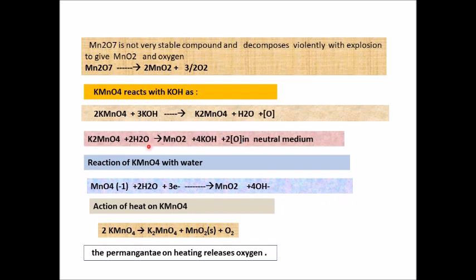released. What about the reaction of KMnO4 in water? It dissolves in water, we said, but it also forms MnO2 and gives out 4 OH ions. So, now we can see that MnO4 minus, that is KMnO4, needs 3 electrons to form MnO2 and liberate hydroxide ions. What about if KMnO4 is heated? On heating, KMnO4 releases oxygen and forms potassium manganate and manganese dioxide.